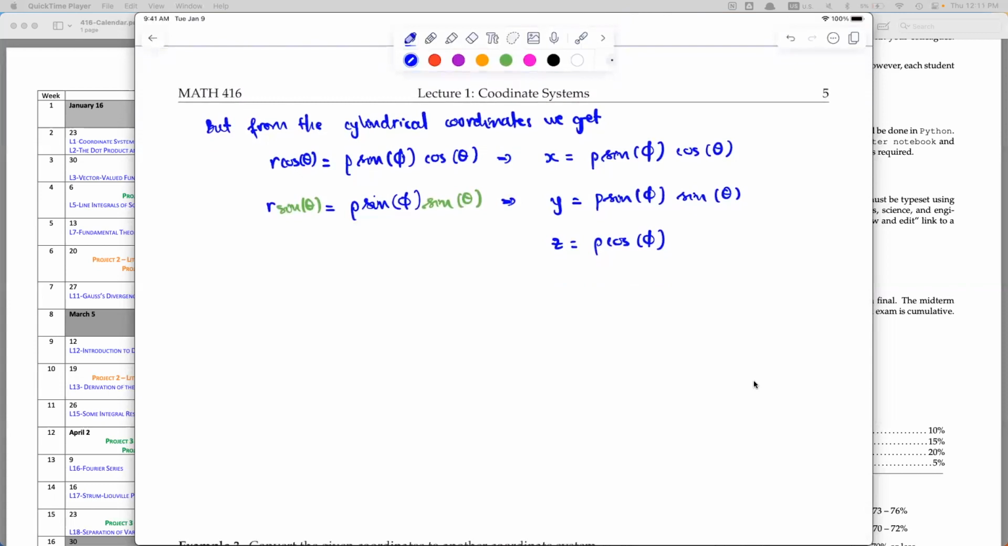Now I have one more formula I want to derive. Any questions? Confusing? Okay so far? Okay. So I have one more formula I want to derive here. That is, we're going to show that x squared plus y squared plus z squared is equal to rho squared. Okay. So next we do.